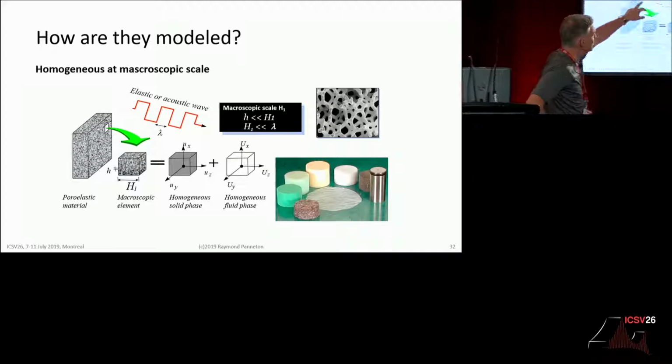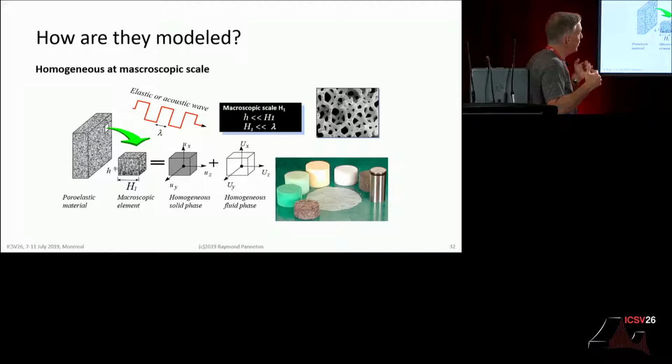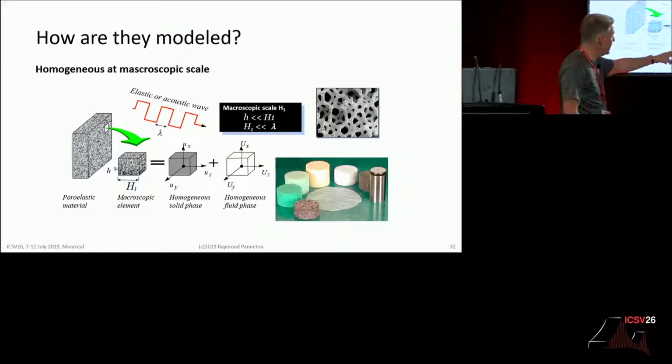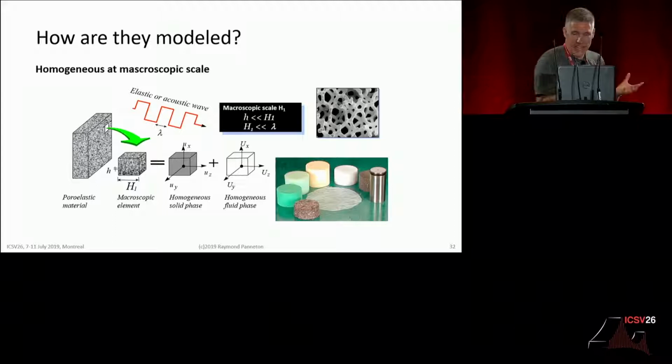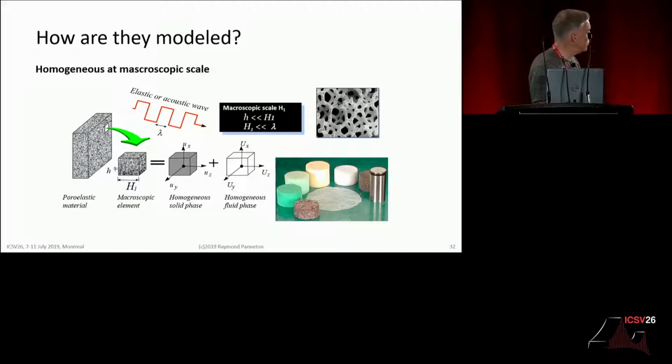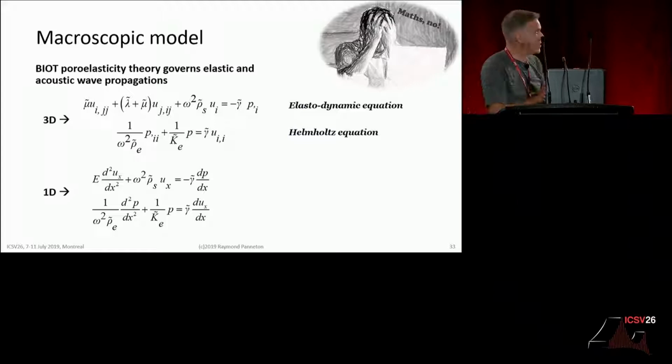If we have low frequency, let's say audio frequencies, at this wavelength, the wave sees the material as a homogeneous material combining two phases, a homogeneous solid phase and a homogeneous fluid phase. Then when we respect this scale length between the size of the cells and the wavelength, we can say that we have two homogeneous phases coupled together, and then comes some mathematics. Sorry for the maths, but there is not a lot of maths in this presentation, just to give the big picture of how they are modeled.